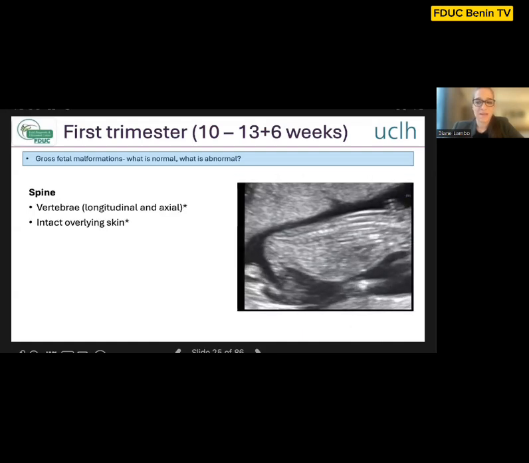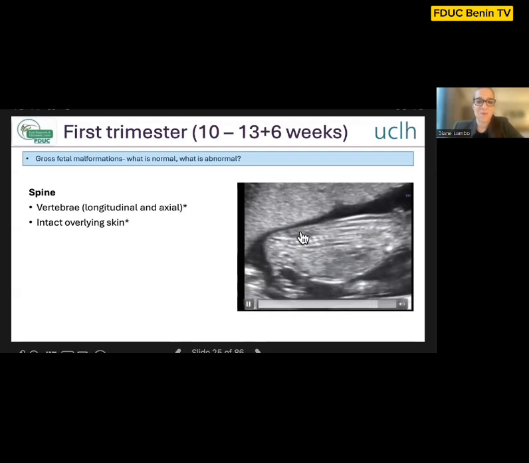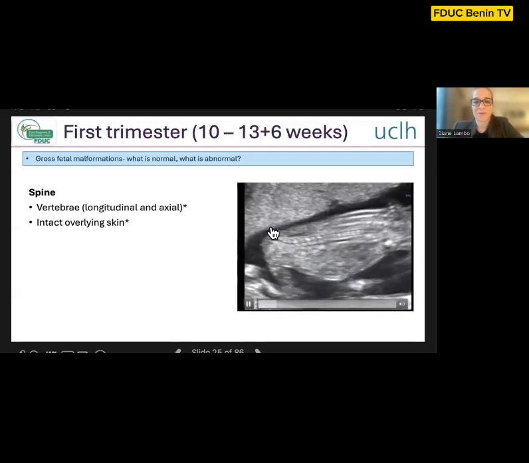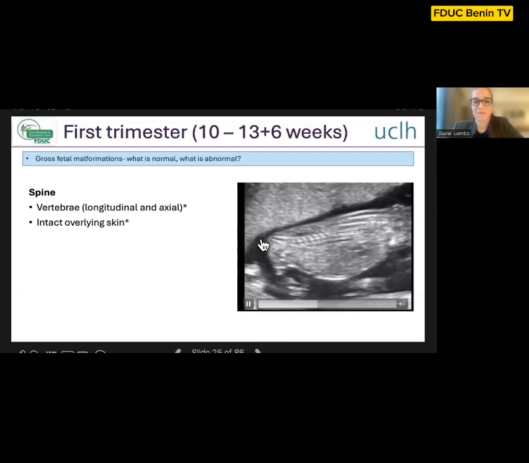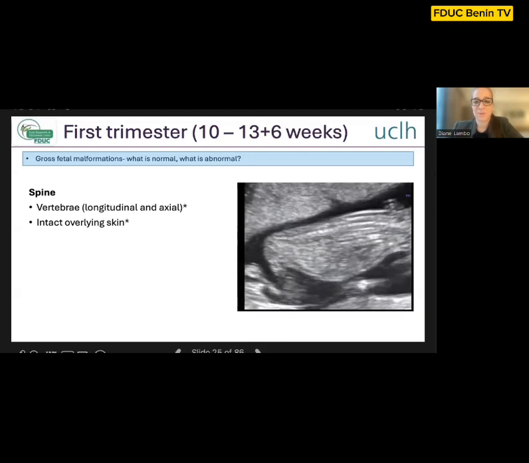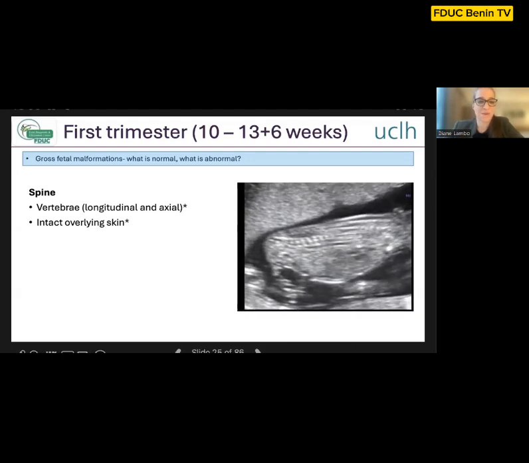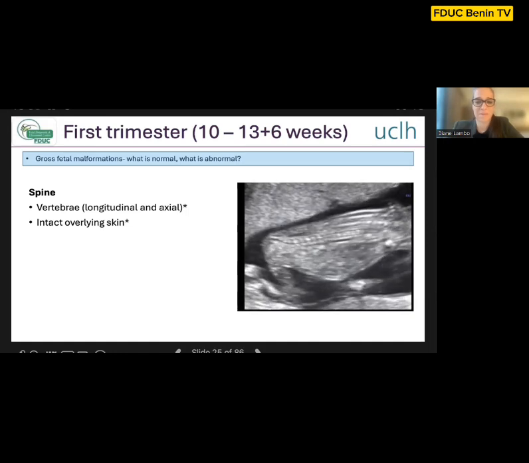So to look at the spine, you need to have the baby lying on its tummy to make sure that you can see the spine all the way down from the neck to the caudal or the bottom end of the baby. You've got this nice continuous skin line that overlies the spine, and essentially what you're trying to exclude is an open spina bifida. When I discuss the second trimester scan, I'll delve a little bit deeper into spina bifida and what that is.